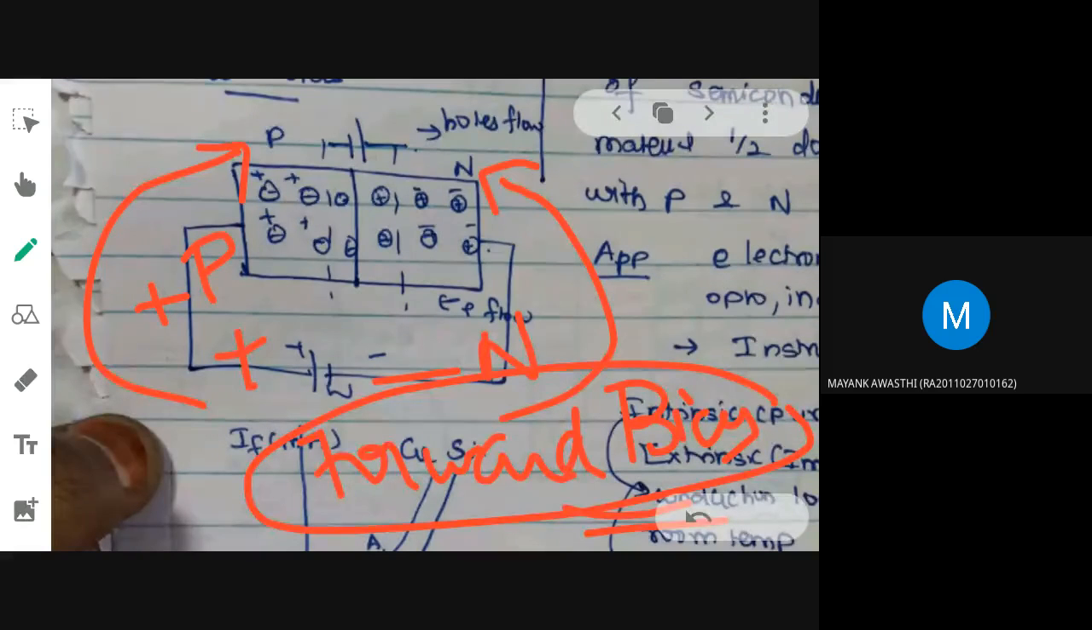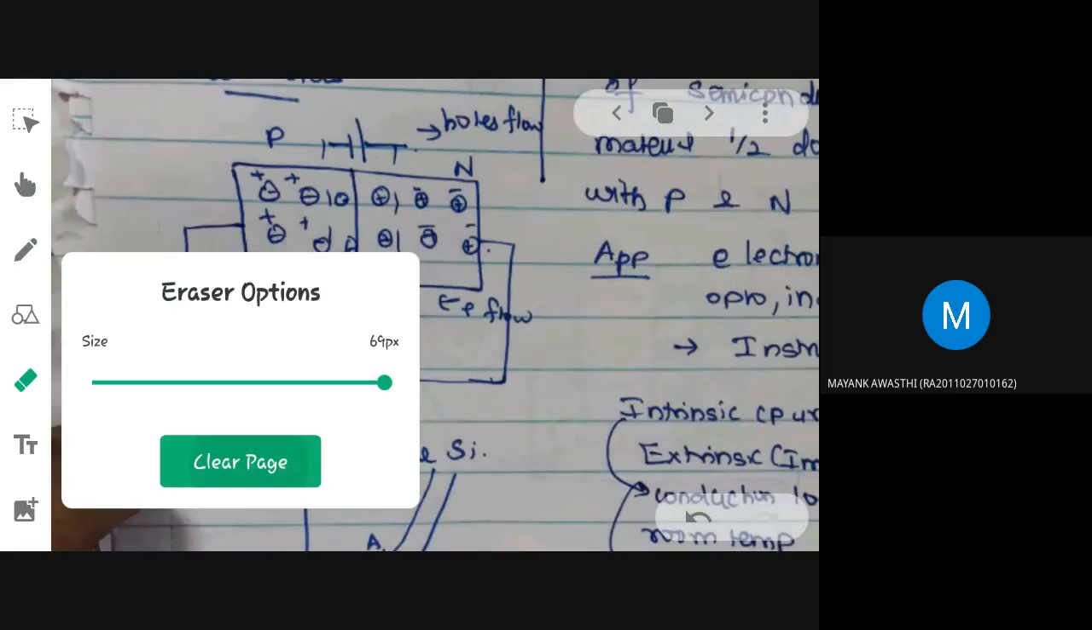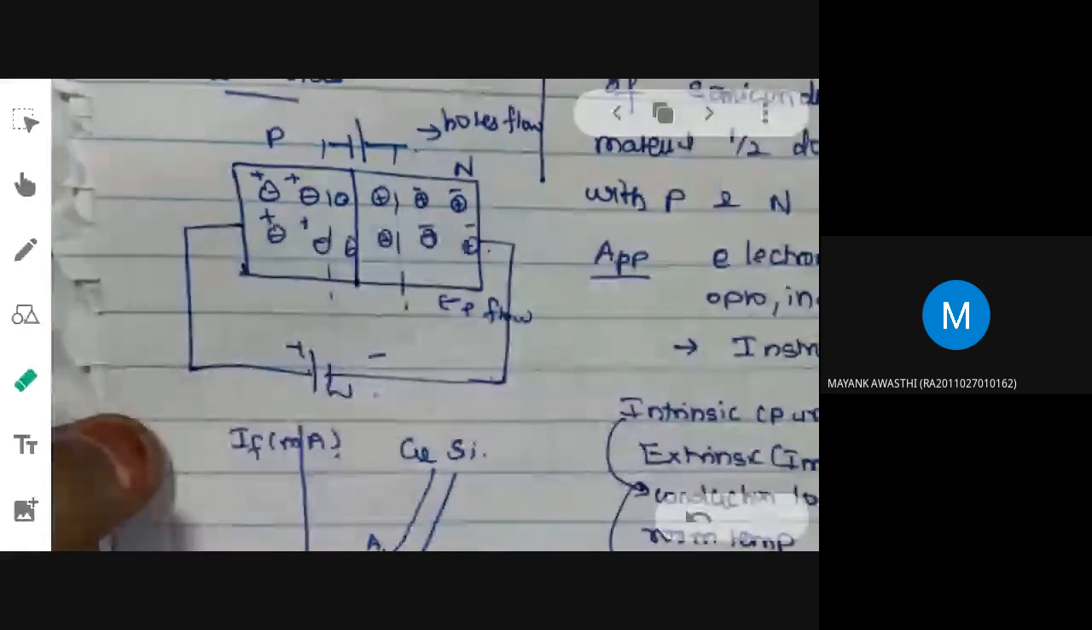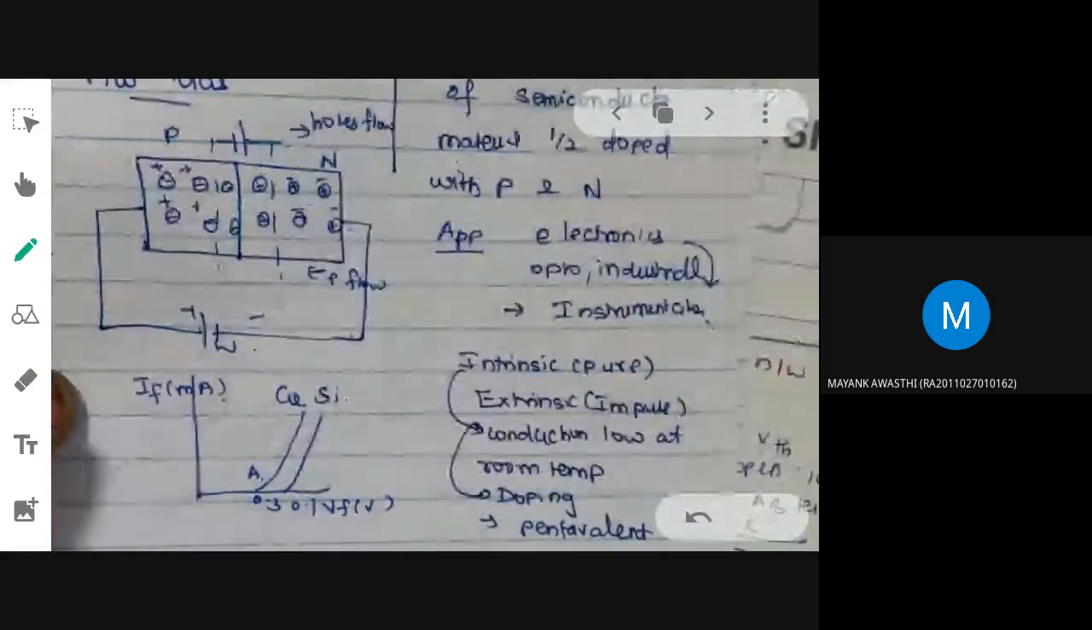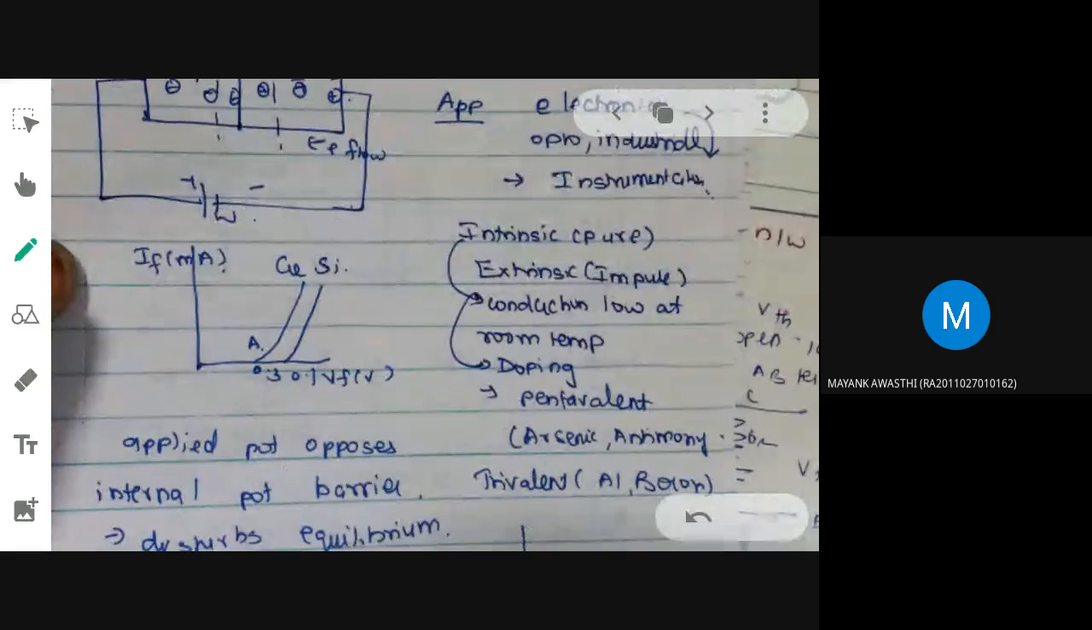Now, this is a semiconductor diode, half doped with P and half doped with N. Before discussing that, I would like to give a small intro. There are two types of semiconductors actually. One is intrinsic, the other one is extrinsic. So what is the meaning of both? Why am I calling it intrinsic? Tell me what word I have indicated here.